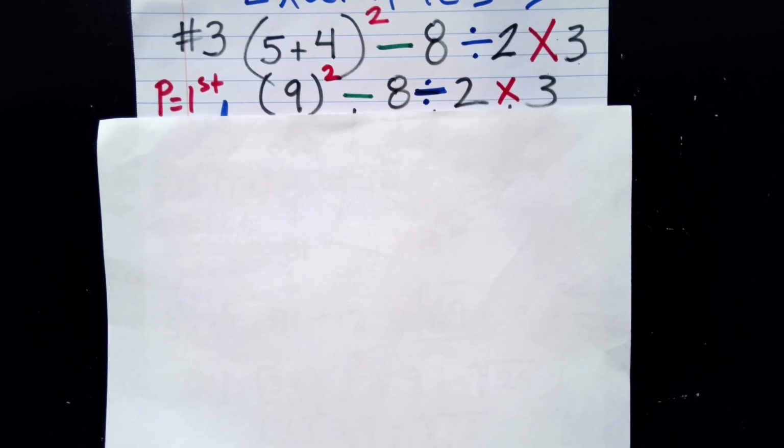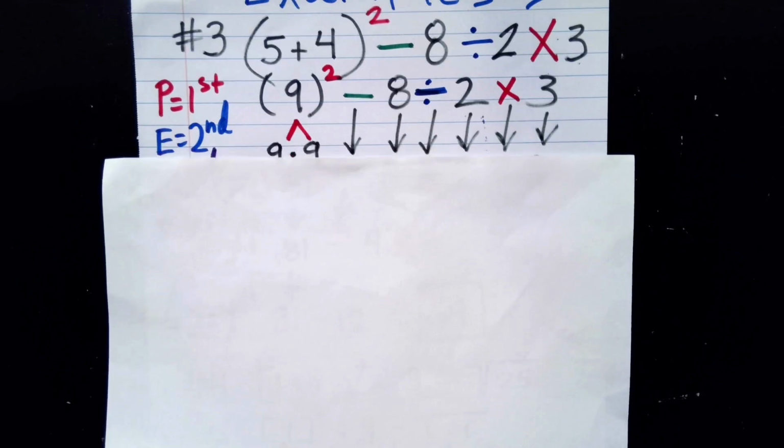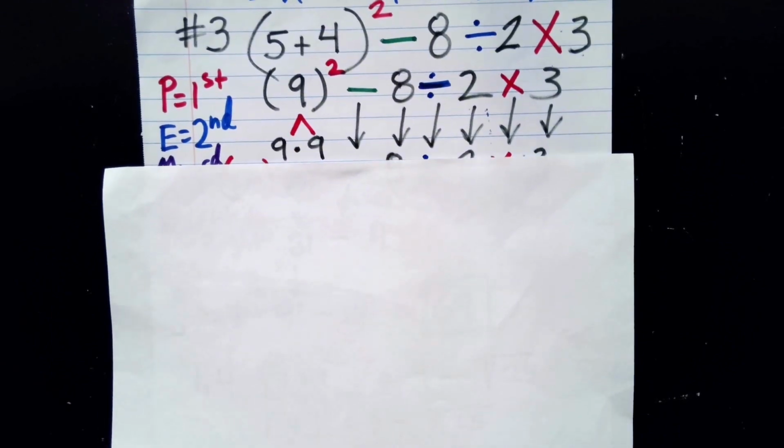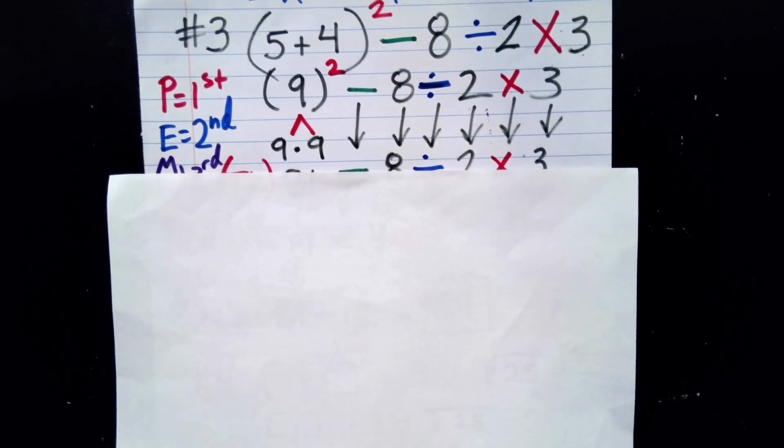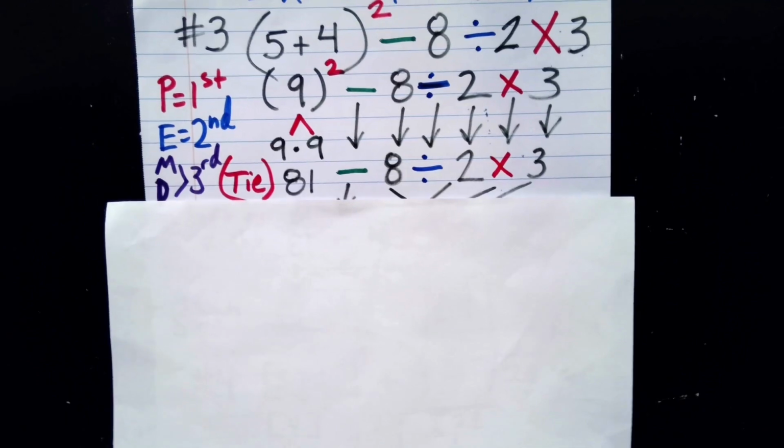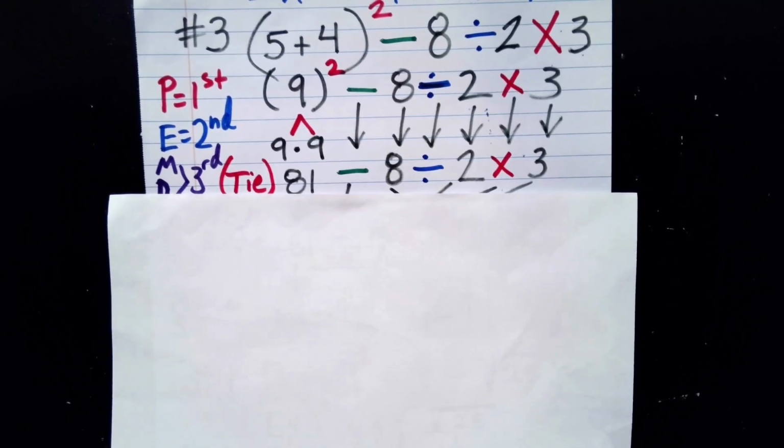What's next? Well, the second thing we do is exponents. And then everything else I just rewrite. That's the arrows that you see here. So 9 squared, or 9 to the power of 2, means 9 times 9, which is 81. And then I just bring down the minus, the 8, the division, 2, multiplication, and the 3.